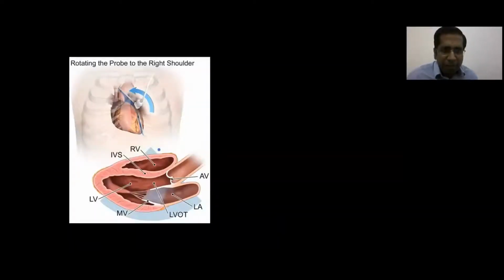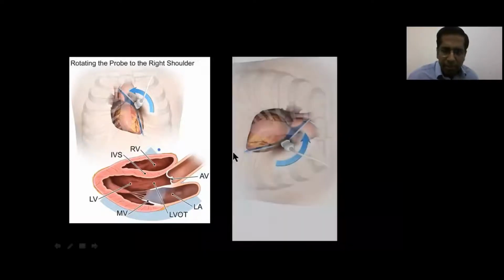So again, how do we acquire the image? Basically, the probe index marker is towards the right shoulder. If you imagine the probe to be a knife and your heart to be a solid structure, then you are cutting the heart in this particular direction. And this is what you get when you see it. I've just tried to rotate this particular image to what you see on the right. And this is how the heart is when a person is lying down.